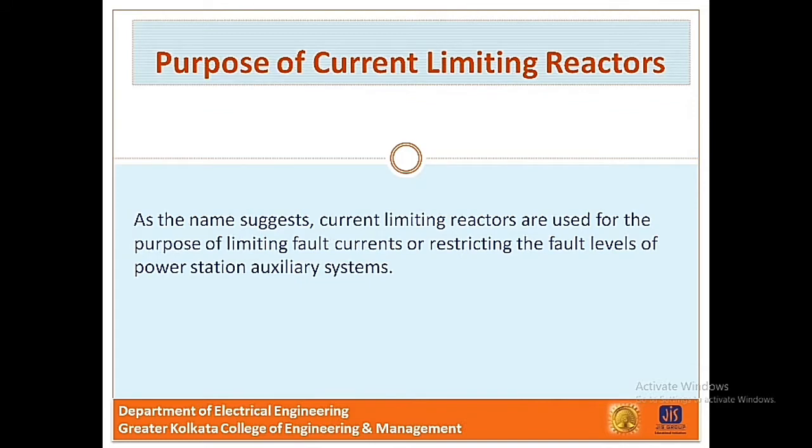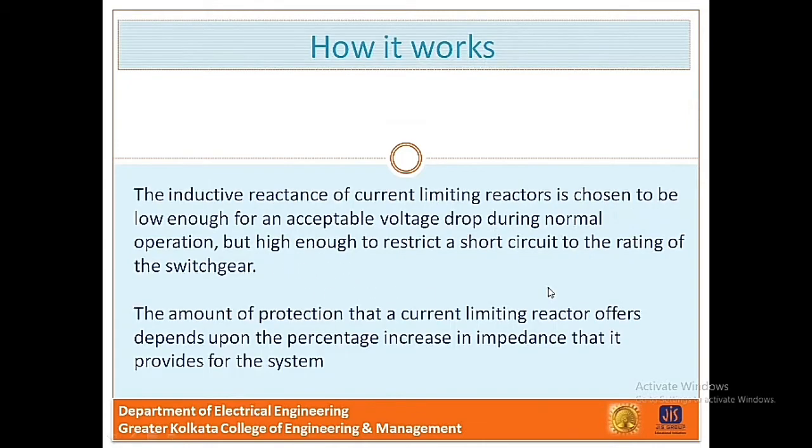So what is the purpose of current limiting reactors? Already I have told that current limiting reactors, as the name suggests, are used to limit the fault current and restrict the fault level of power station auxiliary systems. Now next one, how does it work?